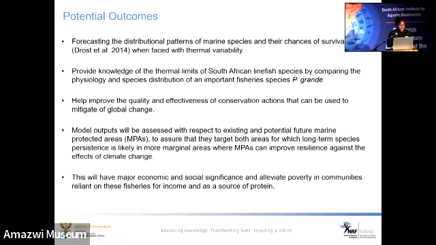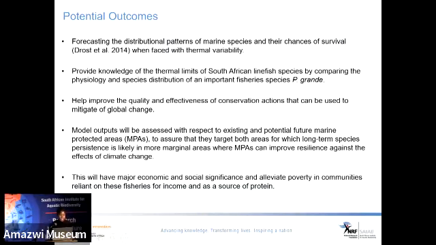The potential outcomes of the study will help us understand the distribution patterns of marine species and their chances of survival when faced with thermal variability. We'll also provide knowledge of the thermal limits of South African lionfish by comparing the physiology and species distribution of an important species, which is Eupatrimetopon grande. This will have a major impact in economic and social significance and alleviate poverty in communities reliant on these fisheries for income and as a source of protein.